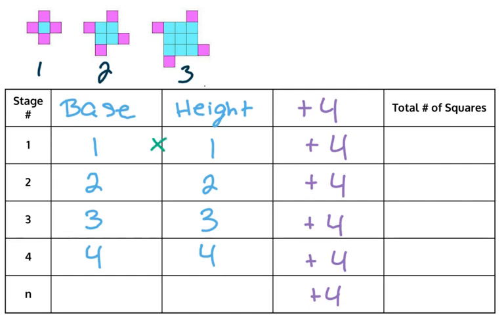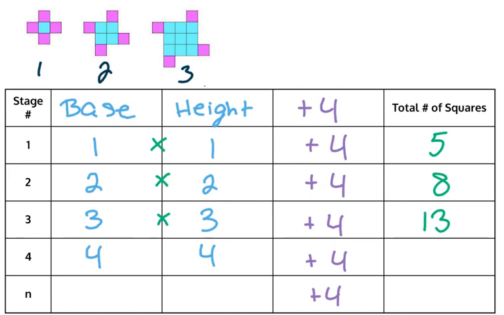So for the total number of squares in stage 1, it's 1 times 1 plus 4, which would give me a total of 5 squares. And that's true by looking at the picture. For stage 2, we can also do that. 2 times 2 plus 4 gives me a total of 8 squares. And by looking at the picture, we can properly identify that, yes, stage 2 does have 8 squares. For stage 3, we would multiply the base times the height, so 3 times 3 is 9, add 4, and we get a total of 13 squares.